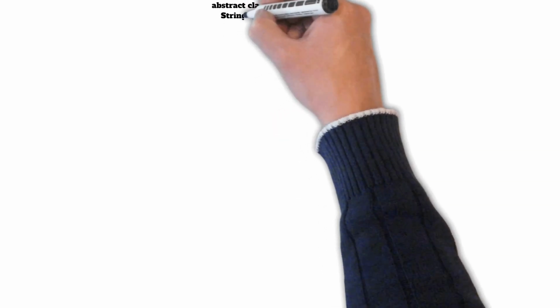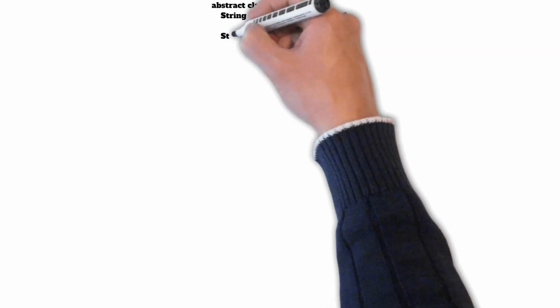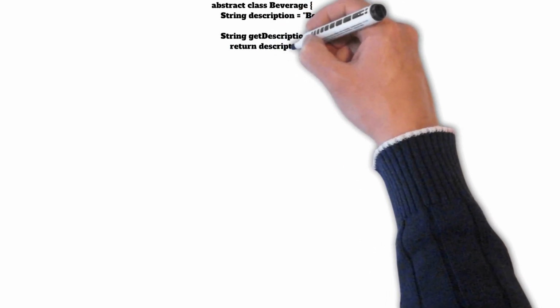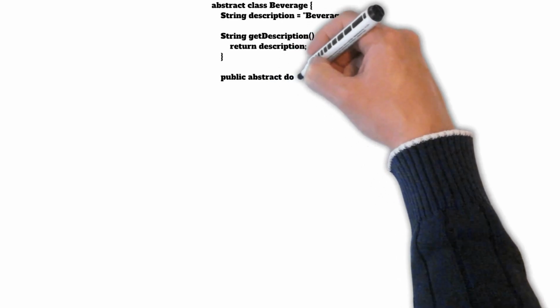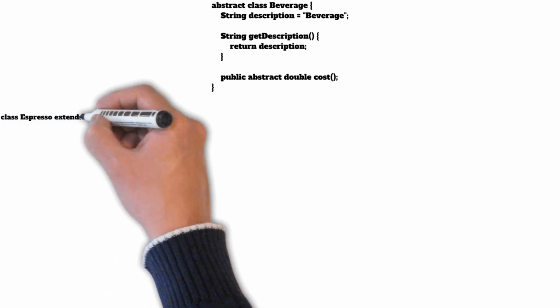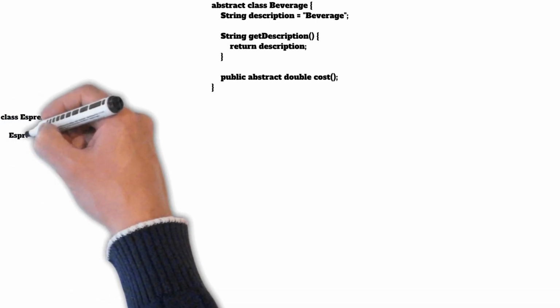So first of all, we have our beverage abstract class. It has the description property, a getter for the description, and an abstract double cost method. Now all the concrete coffee classes which extend the beverage class will implement the cost method according to the cost of that particular coffee. So coming to the subclasses, we have espresso, which is a subclass of the beverage.